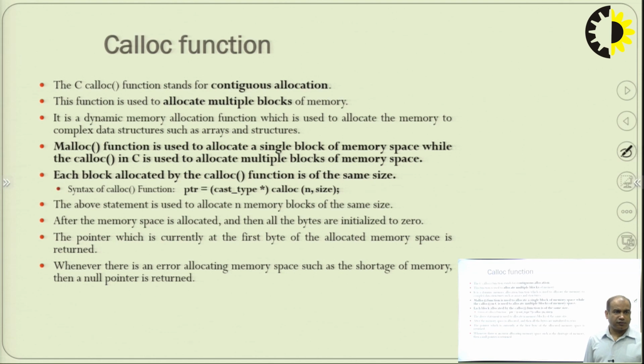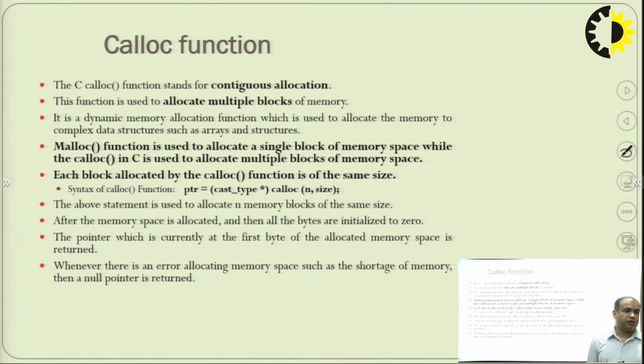Next, we are talking about the CALLOC function. CALLOC stands for contiguous memory allocation. MALLOC for memory allocation, CALLOC for contiguous memory allocation. This function is used to allocate multiple blocks of memory. It is a dynamic memory allocation function used to allocate memory to complex data structures such as array and structure also. The MALLOC function is used to allocate a single block of memory space, while CALLOC in C is used to allocate multiple blocks of memory space. That is the major difference between CALLOC and MALLOC.